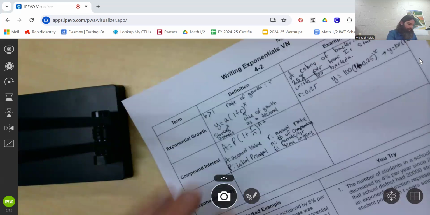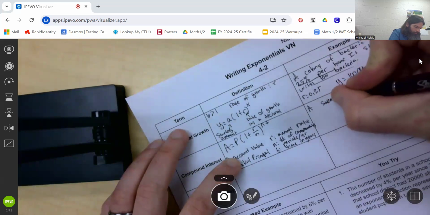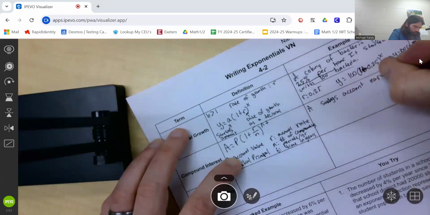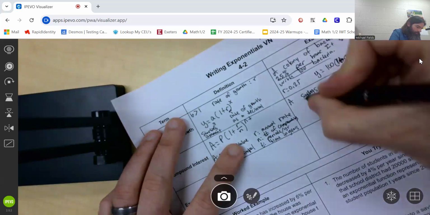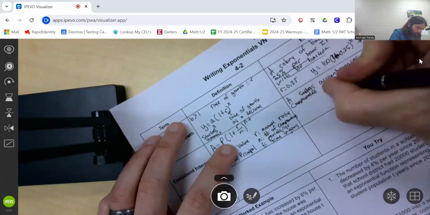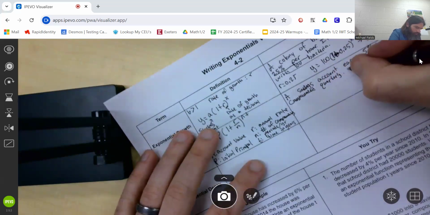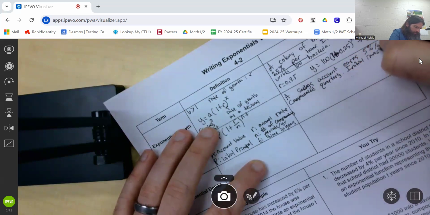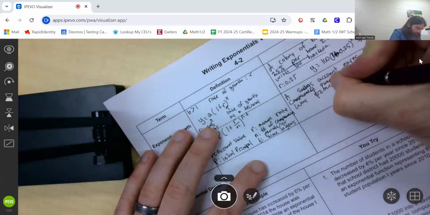So let's say a savings account earns 5% per year, compounded quarterly. And then the initial investment was $2,000. All right.